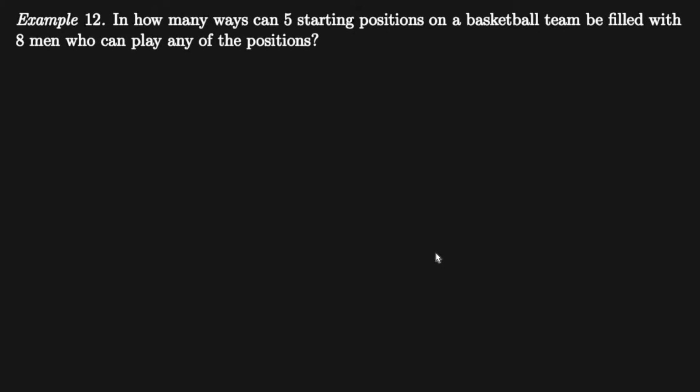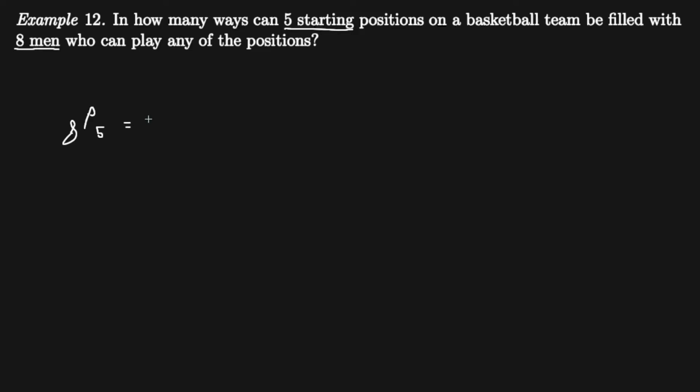Now we can move on to example 12. We have right here, it says, in how many ways can 5 starting positions on a basketball team be filled with 8 men who play on any of the positions? So this is another case of permutation where we have 5 starting positions right here, and there are 8 men who could play any of the positions. So this is 8 permute 5.